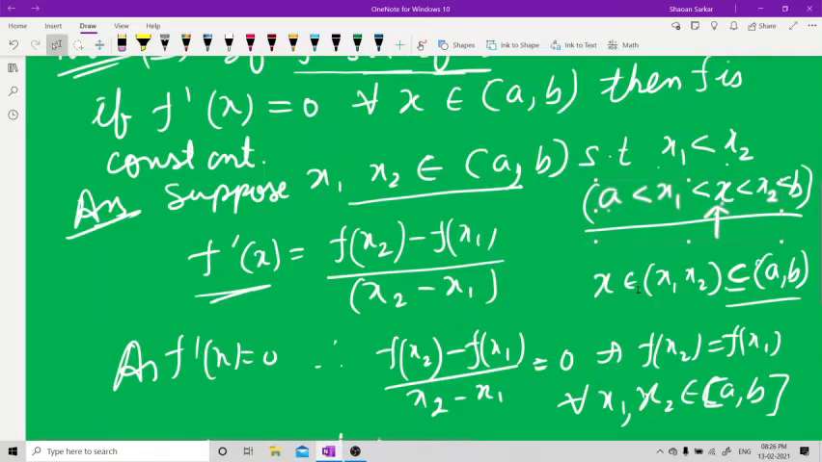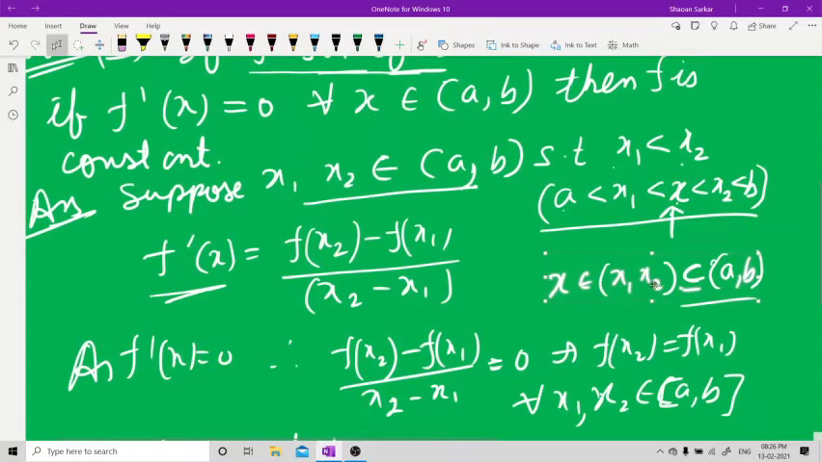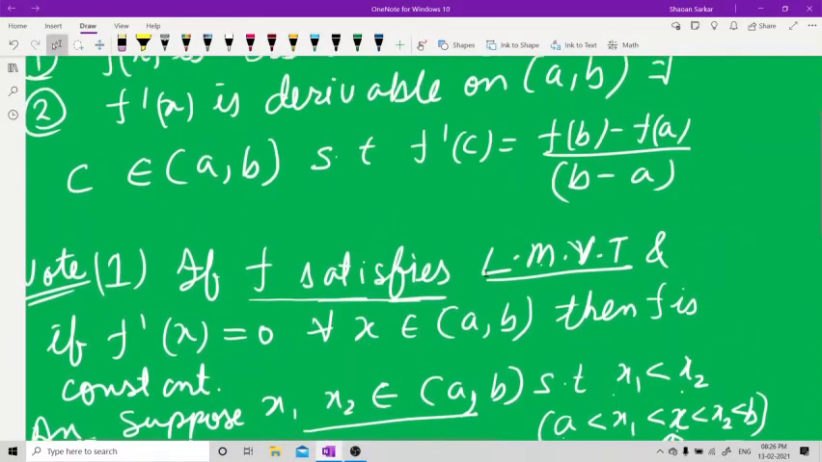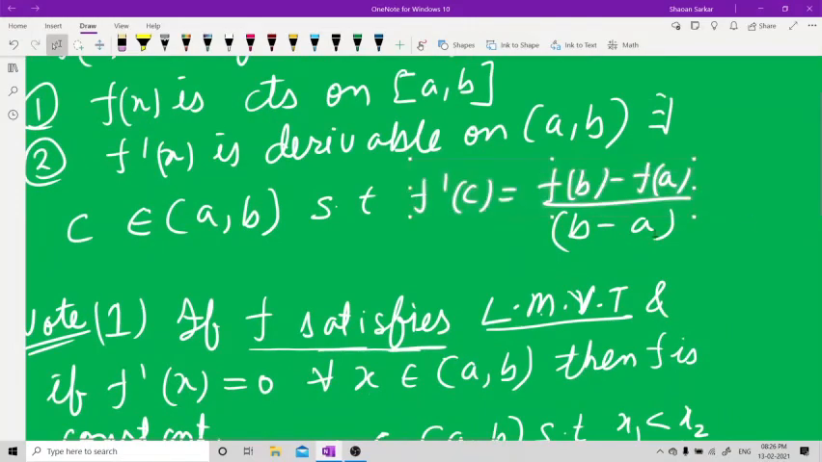Now this x belongs to x1, x2 because of this concept. X is inside x1, x2. Therefore, I will use this concept for x1, x2, the way I use the concept for between A and B.